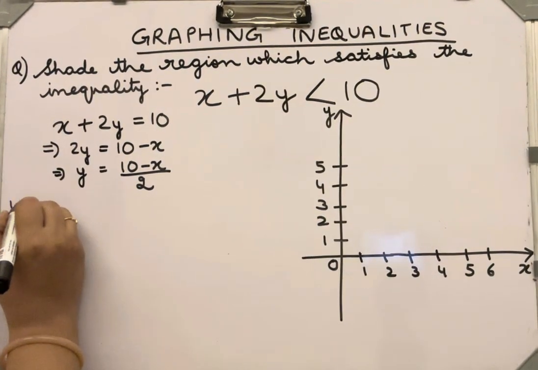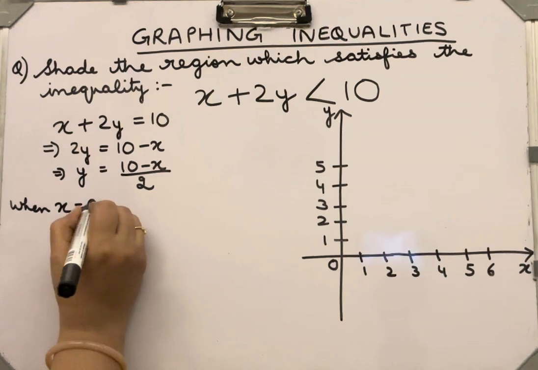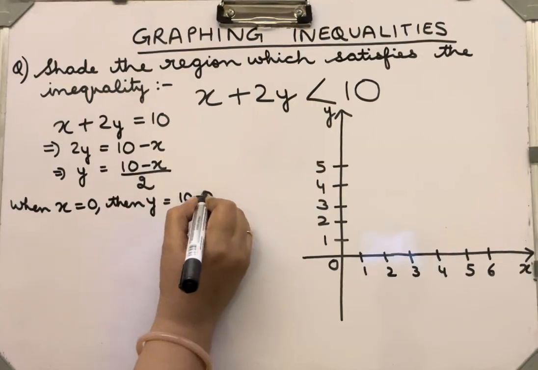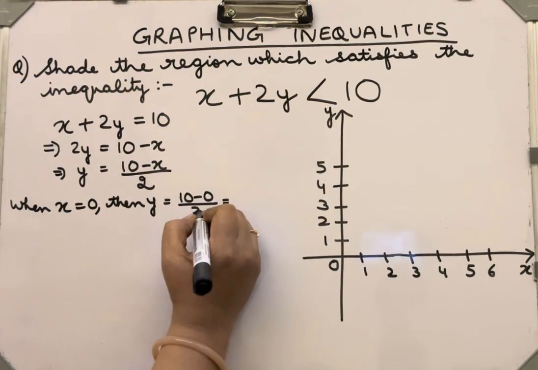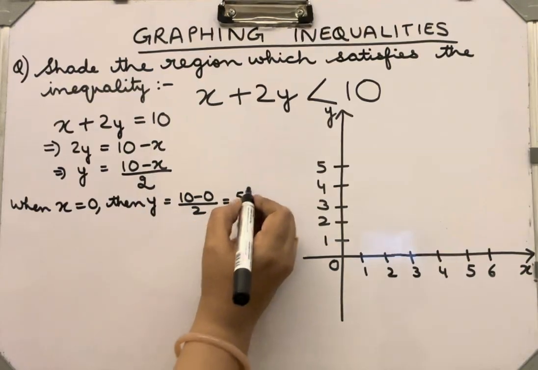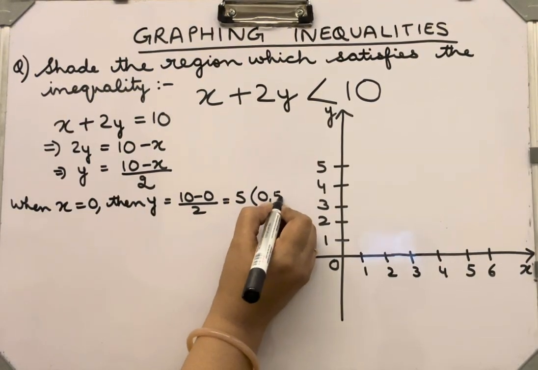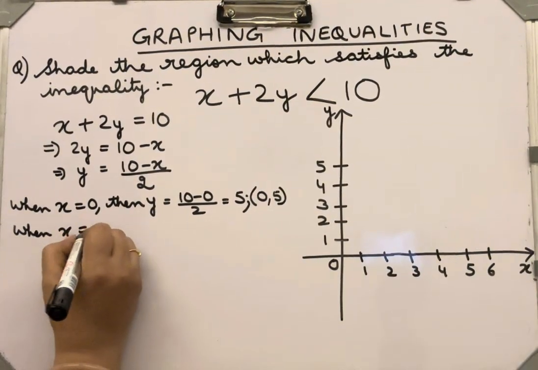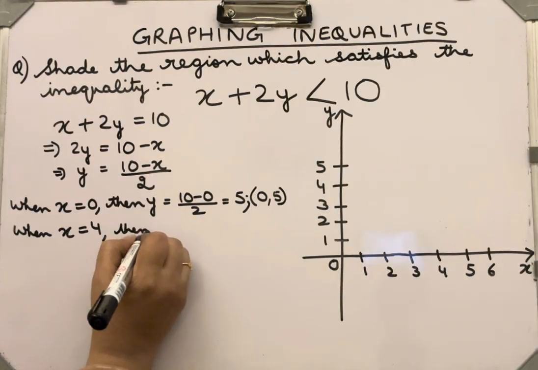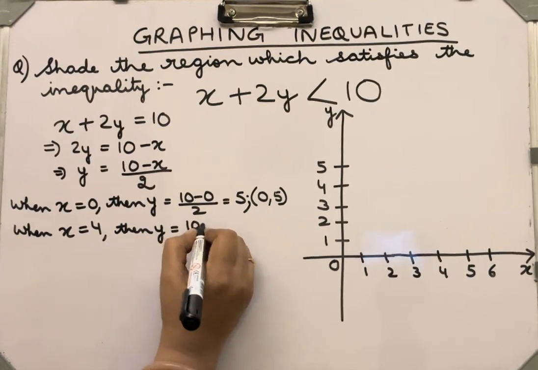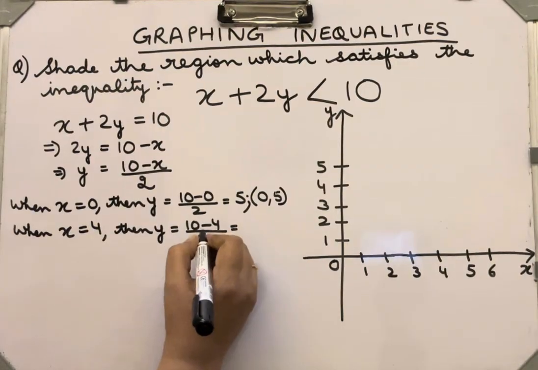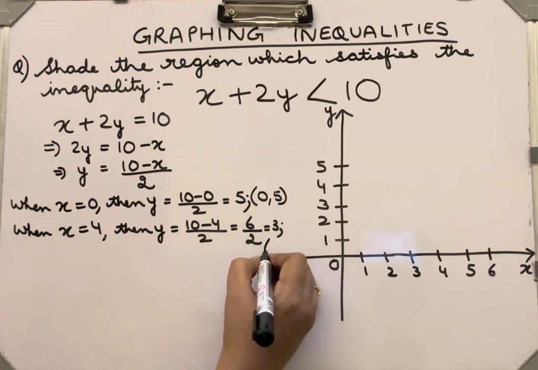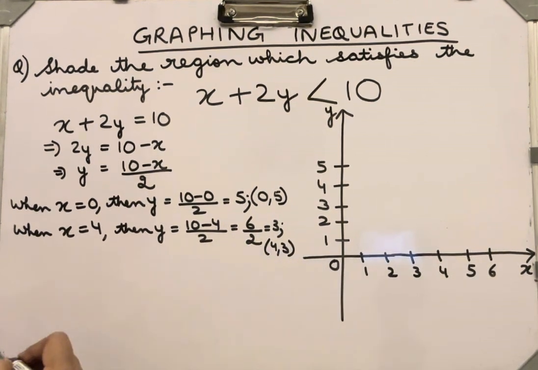Let's begin. When x is equal to 0, y is equal to (10 minus 0) divided by 2, which is 10 by 2, which is 5. So the coordinates are 0 and 5. Next, when x is equal to 4, the value of y will be (10 minus 4) divided by 2. 10 minus 4 is 6, divided by 2, which is 3. So the coordinate points are 4 and 3.